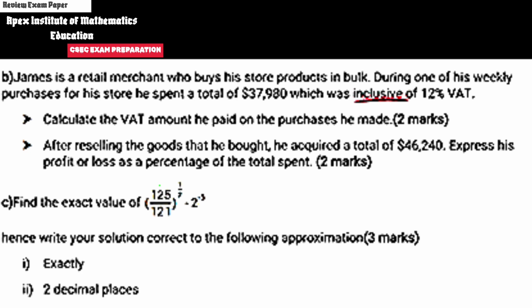and of course in part 2 here, after reselling the goods he bought, he acquired a total of $46,240 revenue. Express his profit or his loss as a percentage of the total spent.